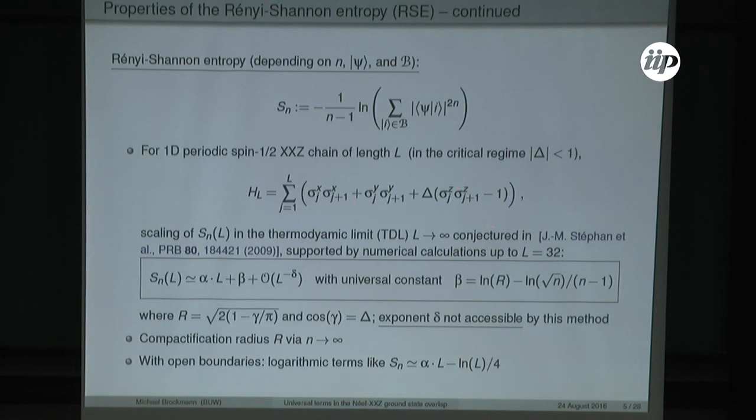the XXZ spin chain. So this is the Hamiltonian of our chain for finite length L. We assume periodic boundary conditions here, and then there's a conjecture for this universal constant beta. You know that the entropy behaves as there's this entropic part, and then there's a universal constant plus subleading corrections. For this universal constant, there's a conjecture that it behaves like this. And in the limit n to infinity, the second term just vanishes, and you get the log of R.